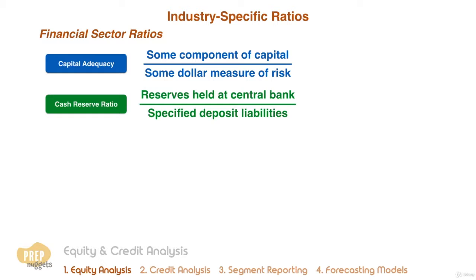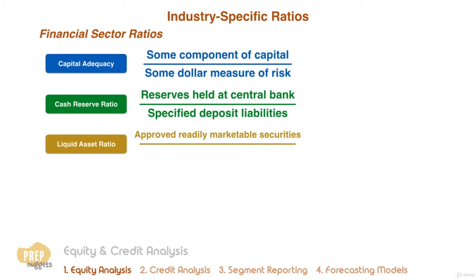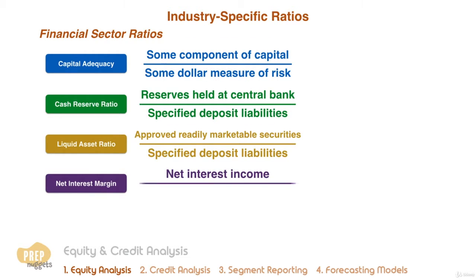The cash reserve ratio is the ratio of the reserves the bank holds in the central bank to the specified deposit liabilities that the bank holds. The liquid asset ratio is the ratio of approved readily marketable securities to the specified deposit liabilities that the bank holds. Another important ratio for financial companies is the net interest margin. This is simply the interest income divided by the firm's interest-earning assets.